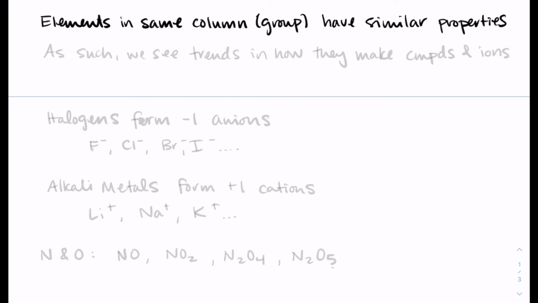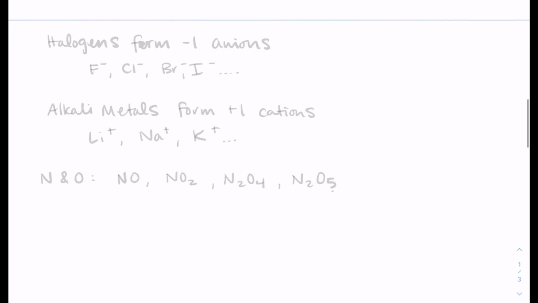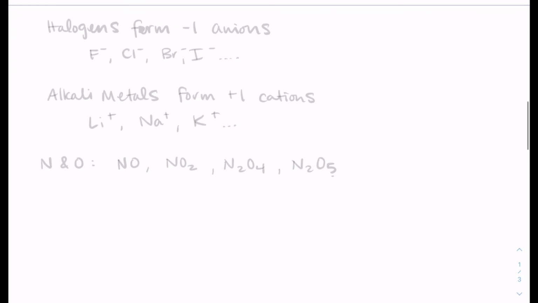Halogens form -1 anions. So you will not see a cation for a halogen, and you will not see a -2 anion for a halogen. You will only see a -1 anion. So that means that fluorine would form F-, chlorine would form Cl-, Br-, I-, right? I'm just going down the column of the halogens.